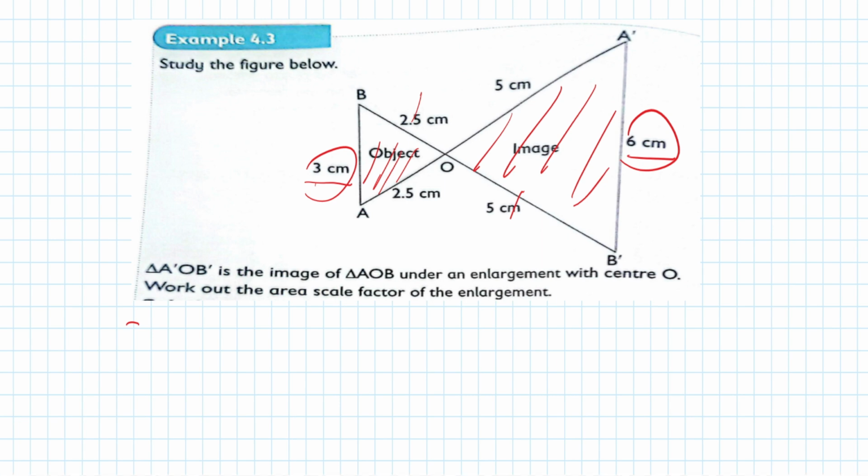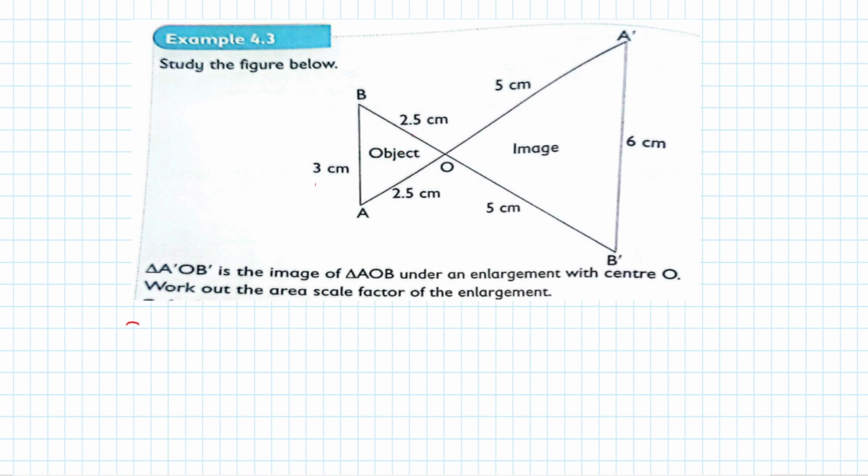First you must find the area of each one. So let's take the area of the image over the area of the object, obviously. So we have this one. This is the image, which is a triangle, and the area of a triangle is half times base times height. So let me just draw.